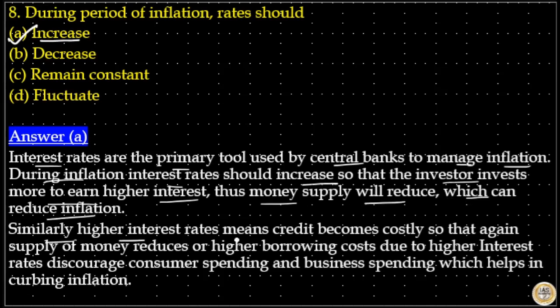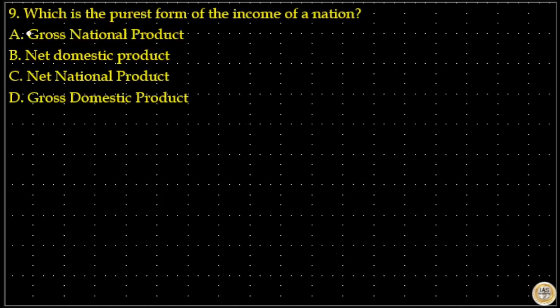Similarly, higher interest rate means credit becomes costly, so that again supply of money reduces, or higher borrowing costs due to higher interest rates discourage consumer spending and business spending, which helps in curbing inflation. That means during inflation, to reduce the money circulation, central banks increase the interest rate. Next is question number 9.